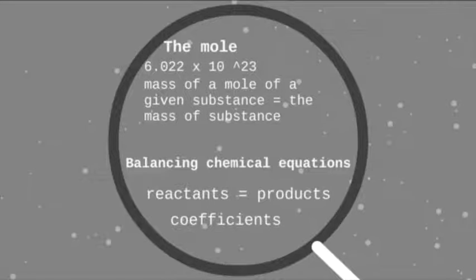We can convert between amount, mass, and number of substance by using the molar mass and Avogadro's number. These are all very important when running reactions and mixing different substances. A chemical equation has reactants on the left and products on the right. When an equation is balanced, both sides have the same number of each type of atom.